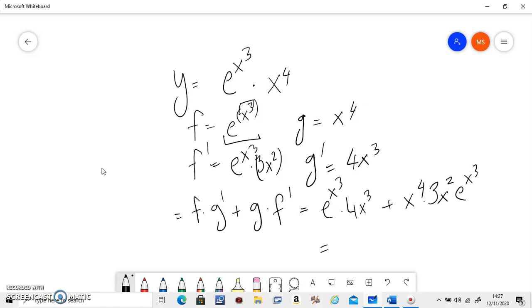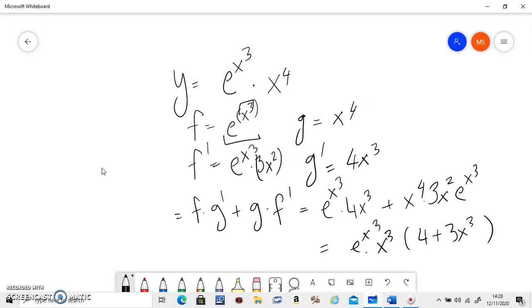And then you check, is there anything common? e to the x cubed is common. And what else? x squared, x cubed is common. Yeah, that looks like it. So you're left with 4 . 3x cubed. And that's your answer.